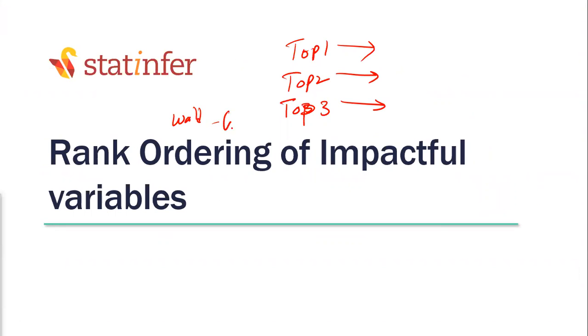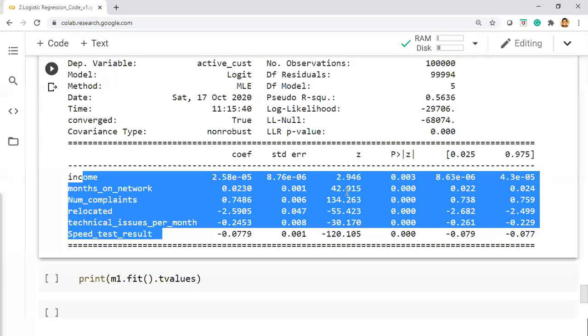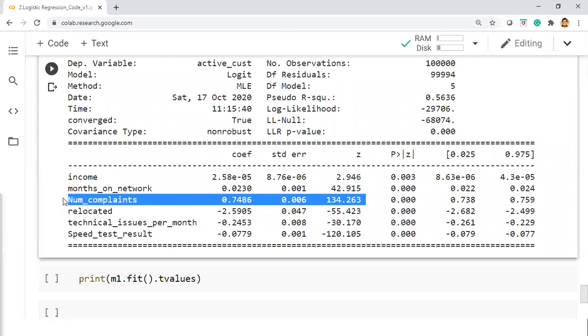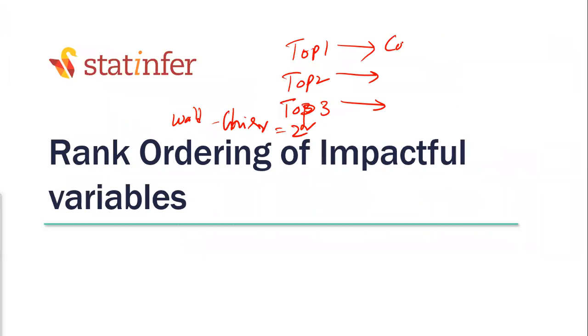Wald chi-square equal to Z square. Tell me the first one, top one, all of you. What is the top most impactful variable? Number one is number of complaints, is it? Let me check that. Spot on, number of complaints. Number of complaints is the topmost one.